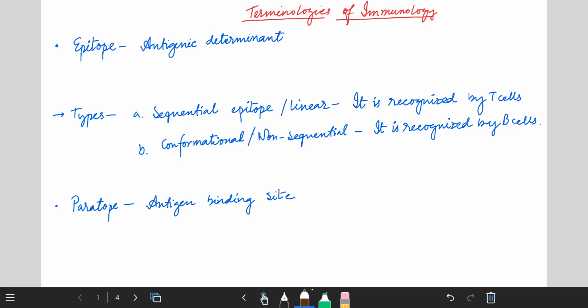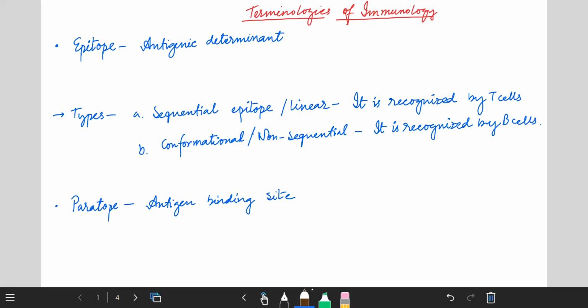Today I will discuss terminologies of immunology. The first important terminology is epitope. What is an epitope? An epitope is an antigenic determinant, which is the smallest unit of immunological reactions. It can be defined as a small area present on the antigen that is capable of sensitizing T cells and B cells and can react with a specific site of a T cell receptor or an antibody.